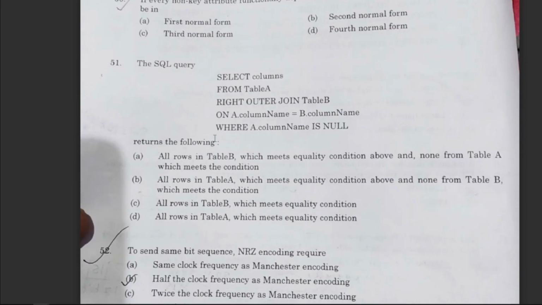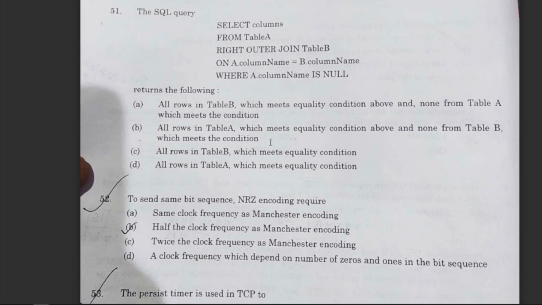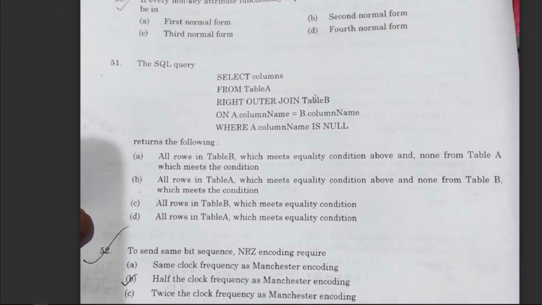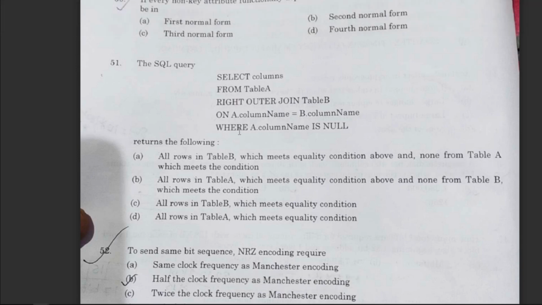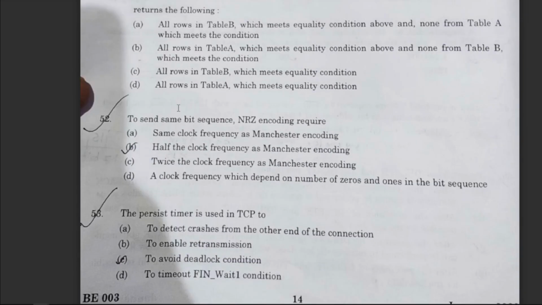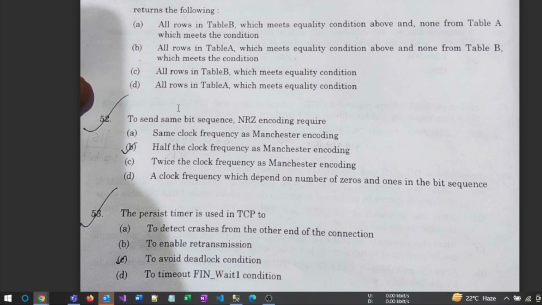51 is a SQL query: select column from table A, right outer join to table B on column name, from table A and table B, where A dot column name is null. So what is returned by this code? The answer is the very first option, that is all rows in table B which meet the equality condition, that is the condition of A dot column name and B dot column name. And from table A, none which meets the condition, because A dot column name is null, so that will return the data from table B only.